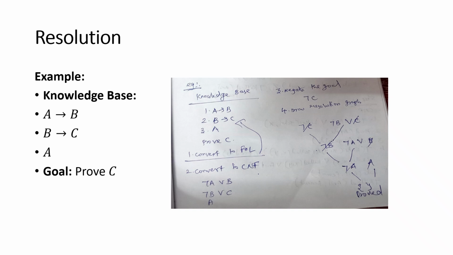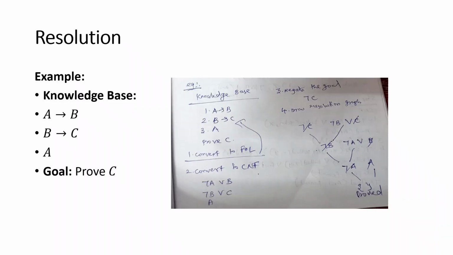What is it going to do now? First, check the first rule, A implies B. We want to make it a negative rule: negation of A, OR B. That is an OR rule. The next rule is B implies C, so negation of B, OR C. And finally we get A. So this is the conversion to conjunctive form.